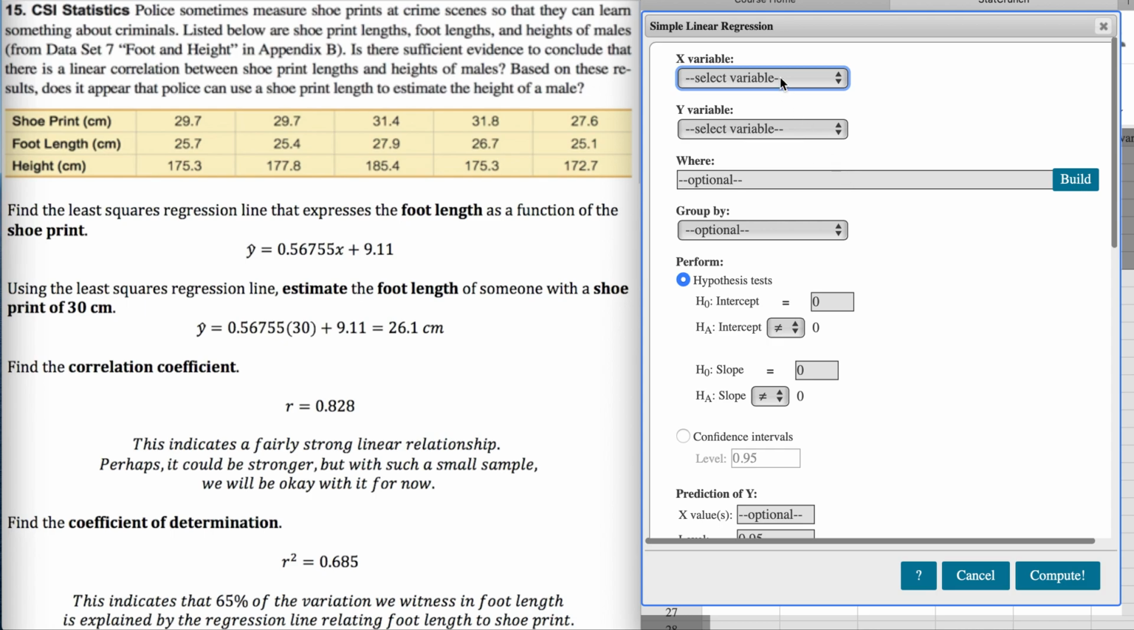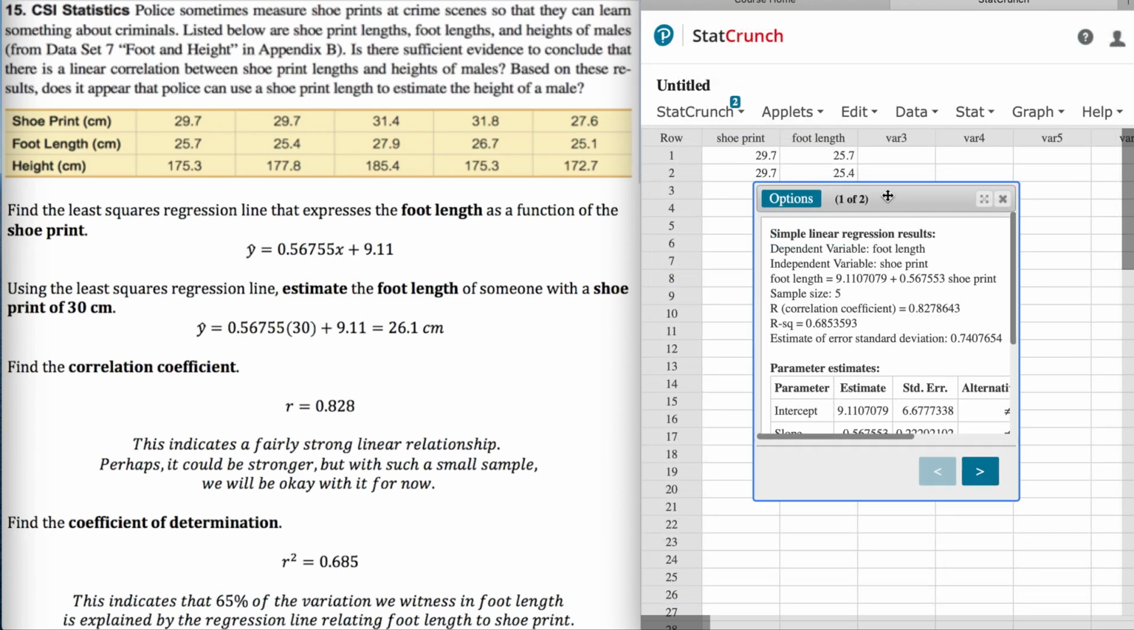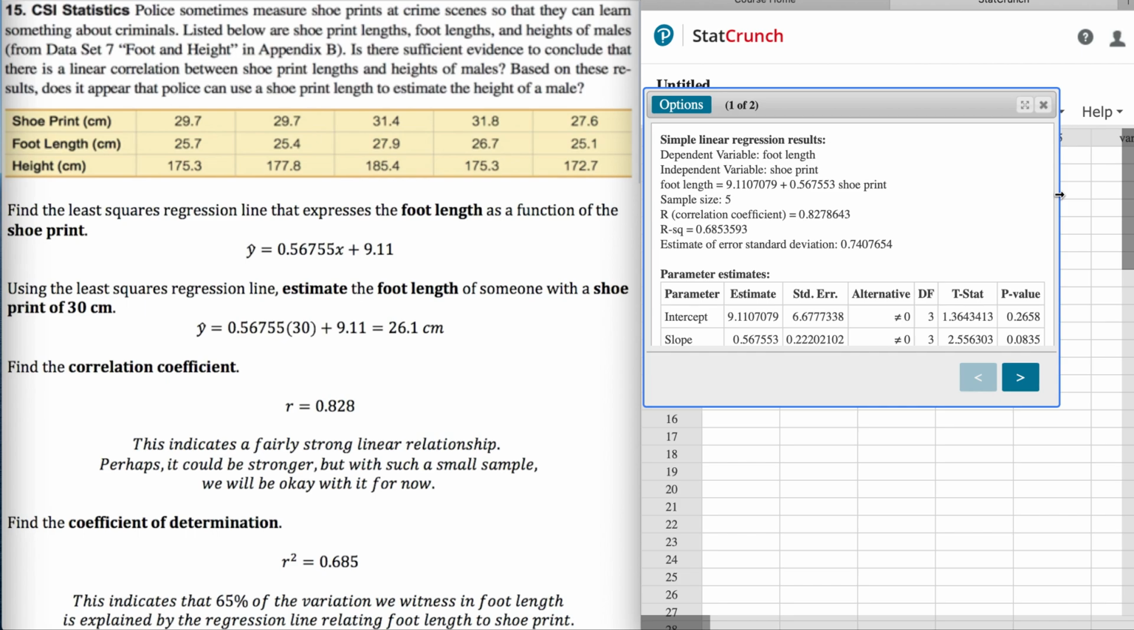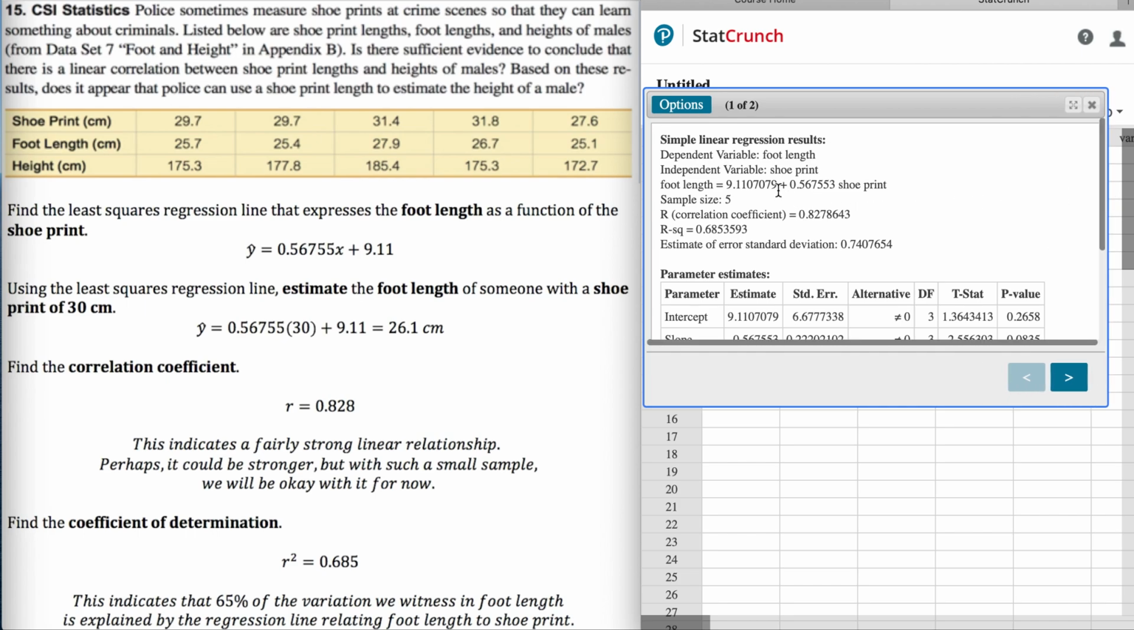So the input value we're going to use to help make the prediction will be the shoe print, and then we're going to use that to predict the foot length. And so what we'll do here is just press Compute, and it will do some analysis for us. And so the main thing that I'm going to look at initially will just be right up here at the top, simple linear regression. So we've got the dependent and independent variable. So foot length is predicted to be 9.11 plus 0.567 times the shoe length in centimeters.